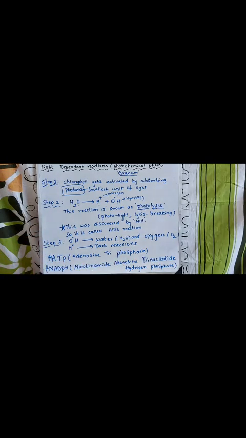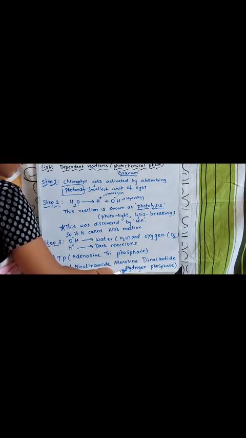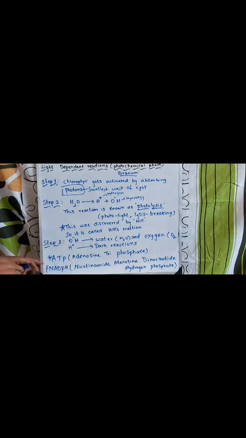I am repeating this. Please note down. ATP means adenosine triphosphate. NADPH means nicotinamide adenosine dinucleotide hydrogen phosphate. These are the two compounds formed at the end of light reaction, and it is also known as the connecting link between the light reaction and dark reaction.